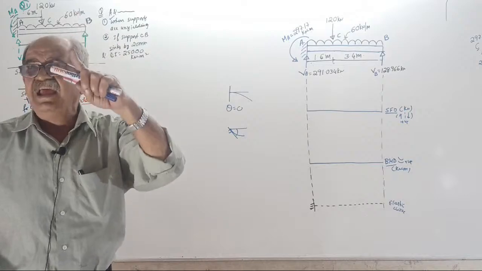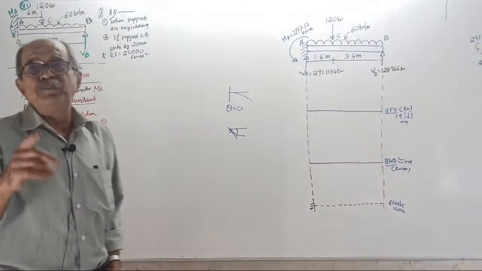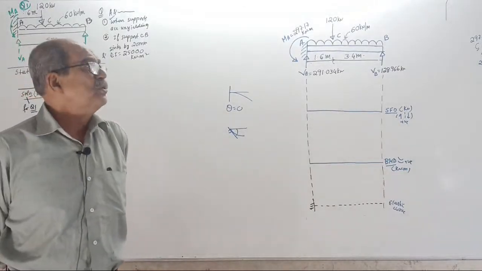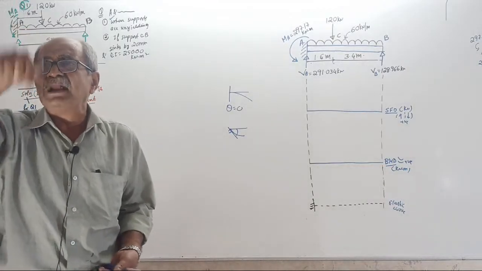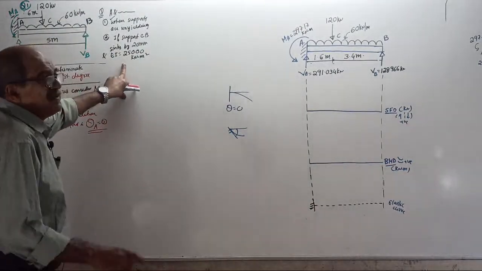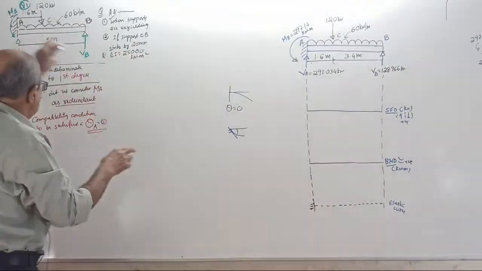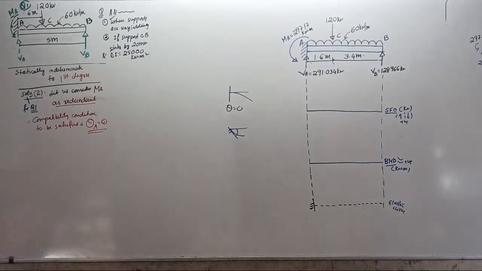Compatibility condition is displacement in the direction of redundant should be 0 if it is an unyielding support, or displacement should be equal to the given settlement if it is a yielding support. See, second question, remember, 20 mm is something else. So theta A equal to 0. Fully clear? Compatibility condition is, last time deflection at B 0, now theta A 0. Fully clear? Why theta A 0? Okay, start.